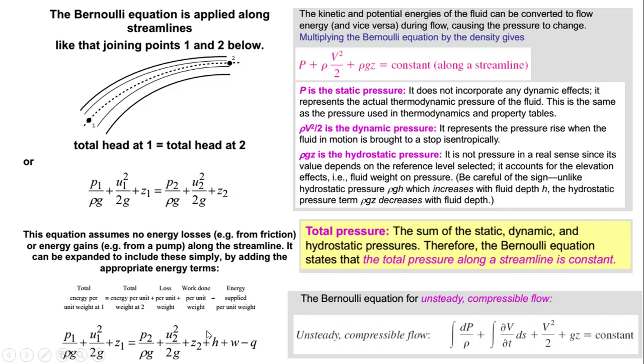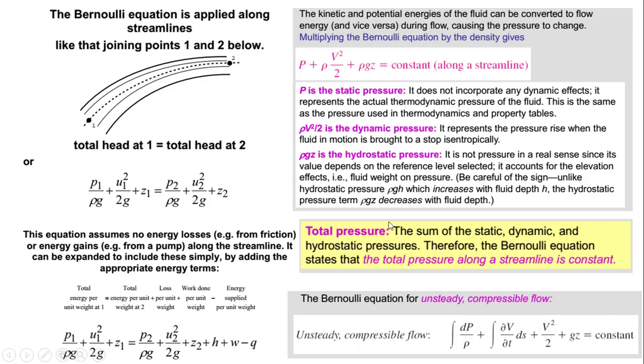Then when we've got losses, we can put them in the form of H, W, and Q. Anything that takes away energy from the system, we put on the right hand side. So if there are losses, we are going to assume energy losses due to friction and all these from the pump and everything, and put them on the right hand side of the equation. Then anything that adds energy, we put on the left hand side.